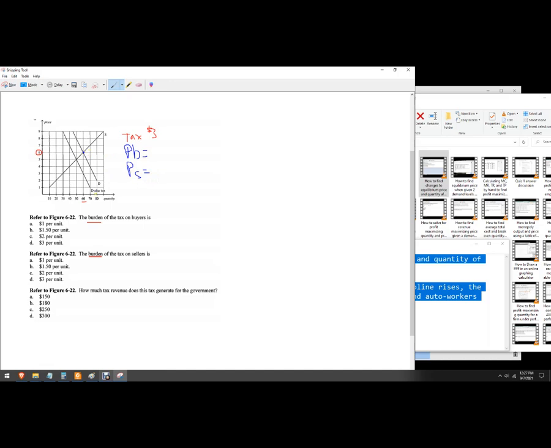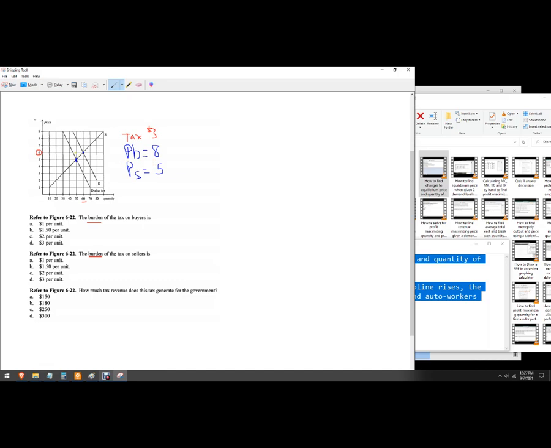So we're going to go to where D after tax equals supply. That's right here. Okay, and then that's what the sellers get to keep. Okay, so the sellers get to keep 5, but the buyer has to pay 8. Okay, because it's whatever the sellers get plus the $3 tax. So the distance between the two has to be the tax.